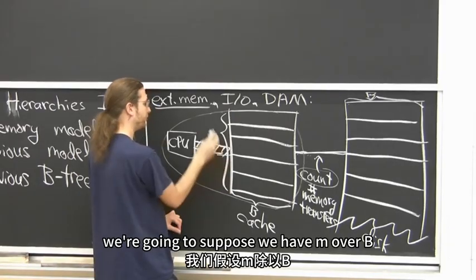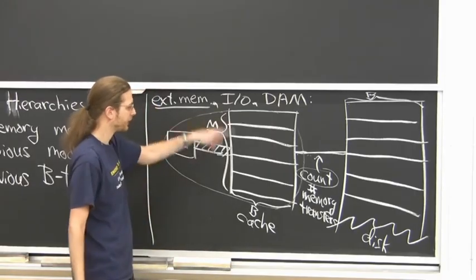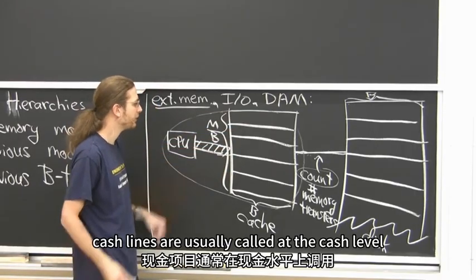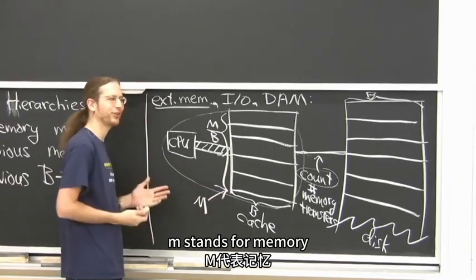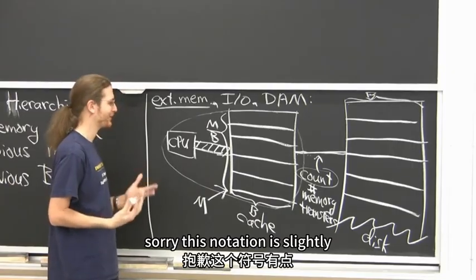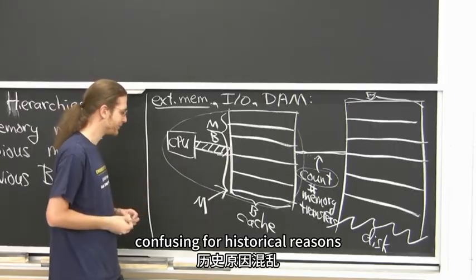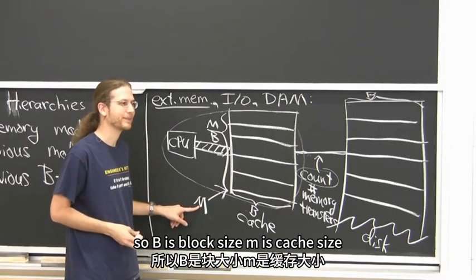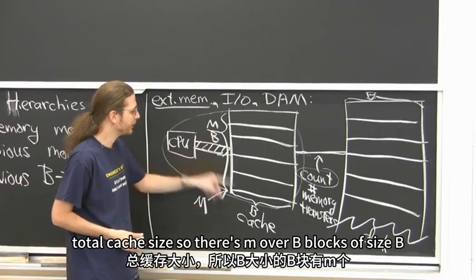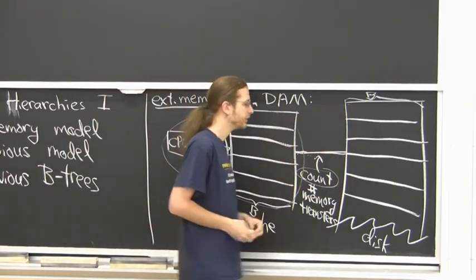We're going to suppose we have M over B. Cache lines are usually called at the cache level. And so the total size of the cache is M. M stands for memory. Sorry, this notation is slightly confusing for historical reasons, but that's the way it is. So B is block size, M is cache size, total cache size. So there's M over B blocks of size B. Disk has infinitely many blocks of size B.